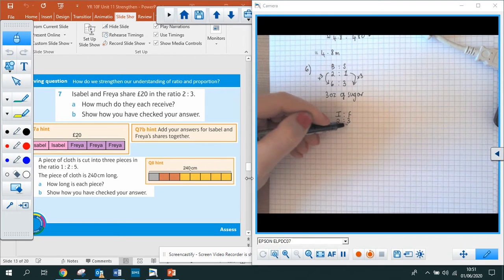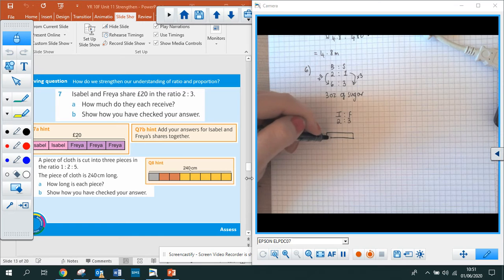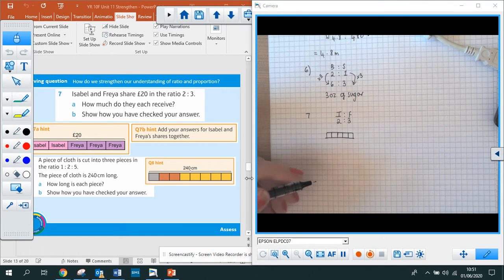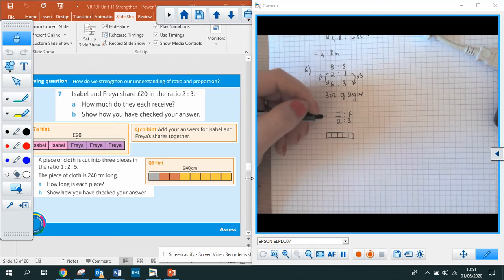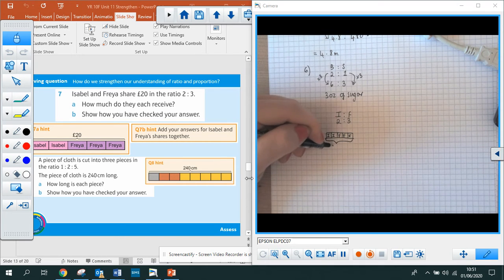Well, altogether we have 5 parts in this ratio, because if we add 2 and 3 together, we have 5 parts. I'm just going to do a little bar model to represent the information it's telling me. So we have 5 parts there. 2 belong to Isabel, and 3 belong to Freya. Okay, and it's worth £20 for the whole thing.